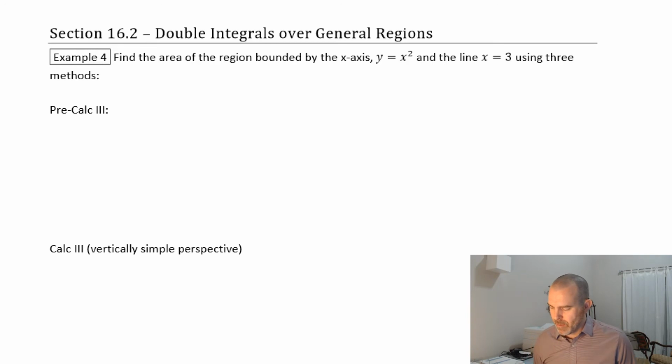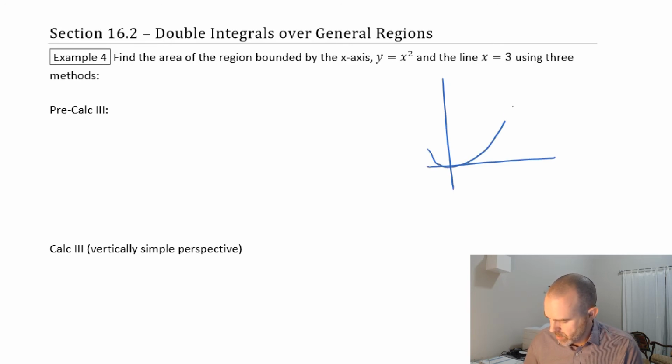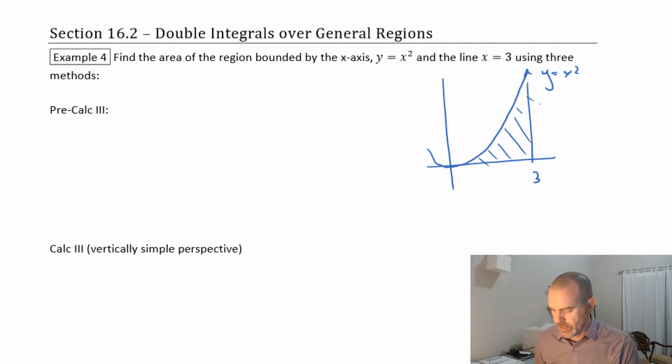Find the area of the region bounded by these curves. We're going to do it pre-calc 3, just area, and then we're going to try to do vertically simple and horizontally simple, practicing with that. We have y equal x squared, parabola, x equals 3, and the x-axis. So here is our region. Pre-calc 1, find the area.